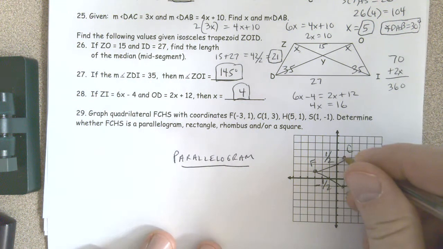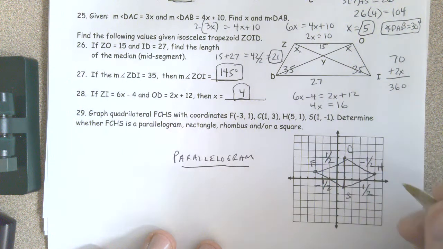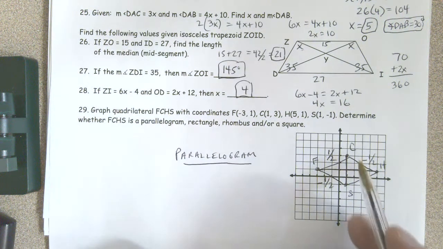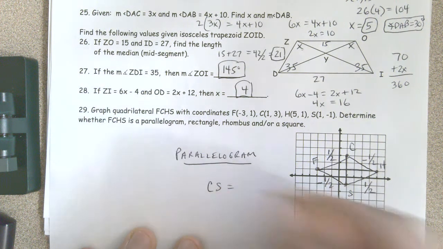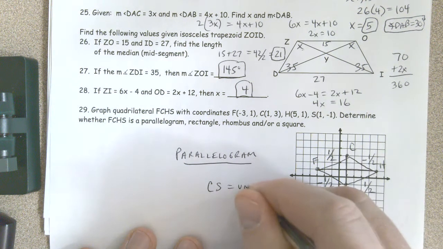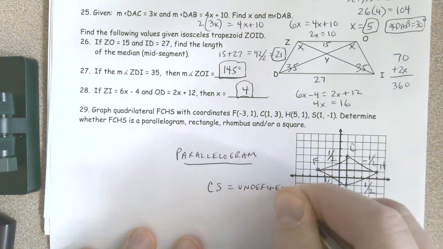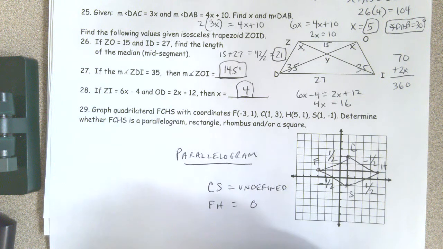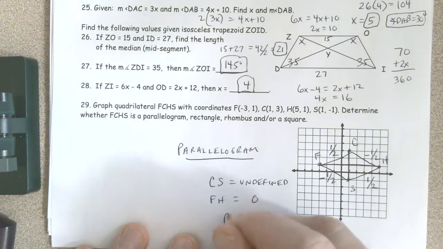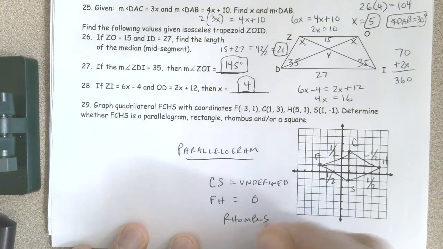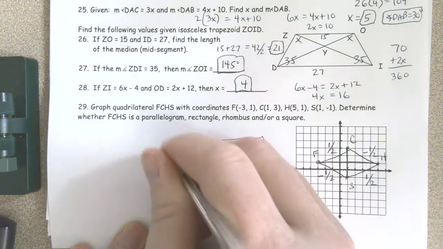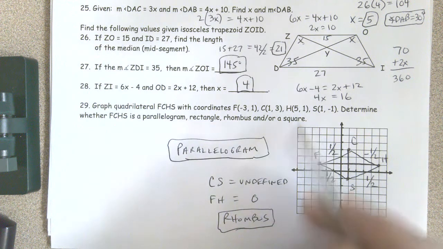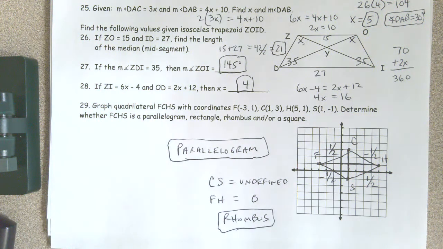To check to see if it's a rhombus, if I draw in my diagonals here, we notice that CS has a slope that is a vertical line, so it's undefined, and FH has a slope of 0. So those are opposite reciprocal. So it is a rhombus. But because it's not a rectangle, but it is a rhombus, this one is not a square. So it's just a parallelogram and a rhombus.